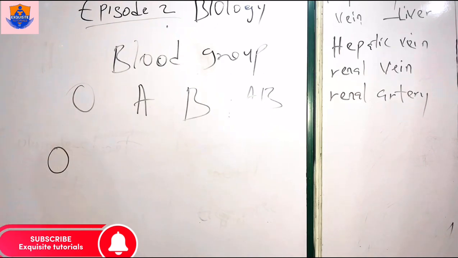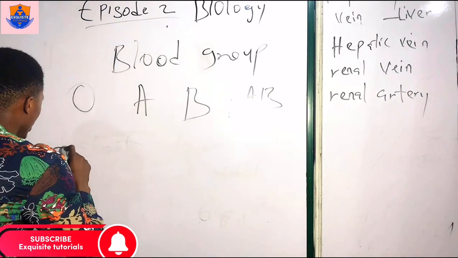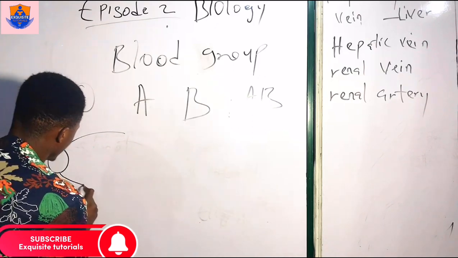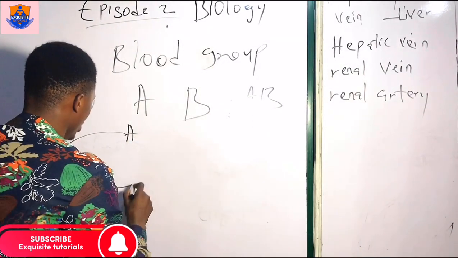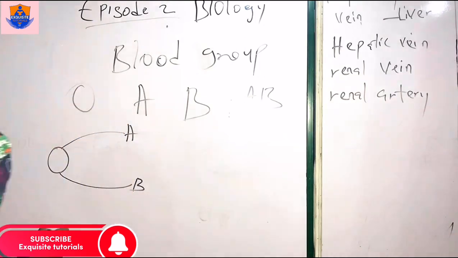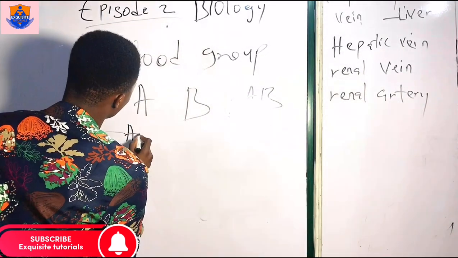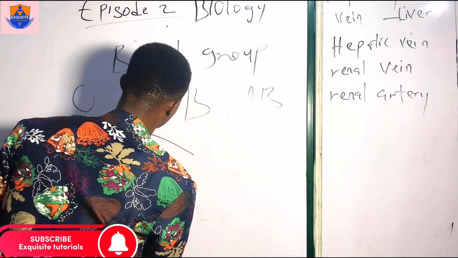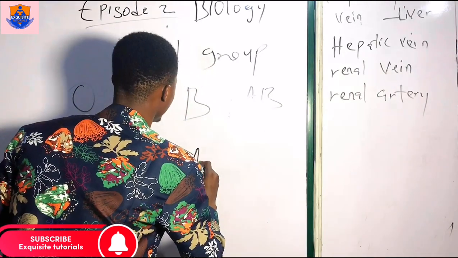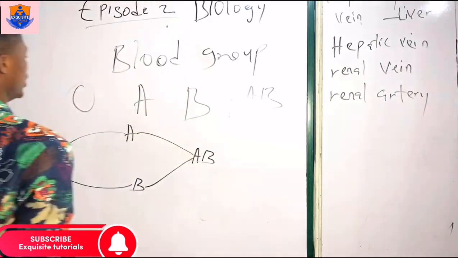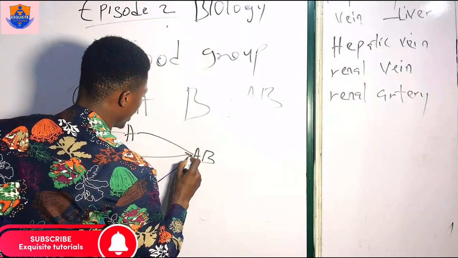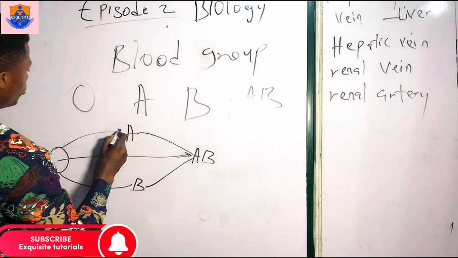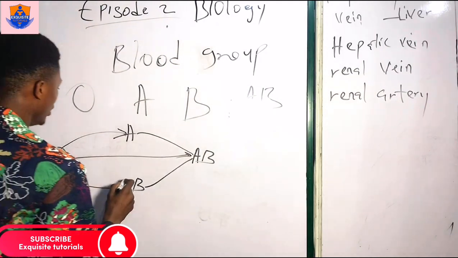This is blood group O. Let's go like this. Here you will have A. Here we have B. Now, by the time we go again, you will have AB. Now watch. These arrows here are indicating blood transfer.